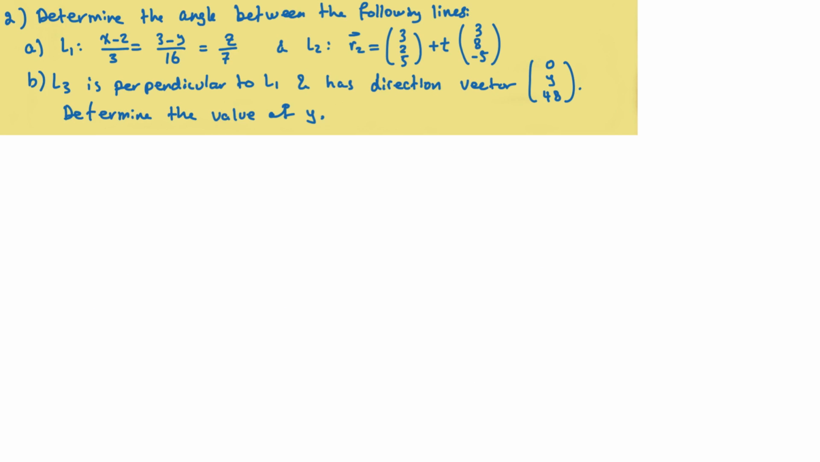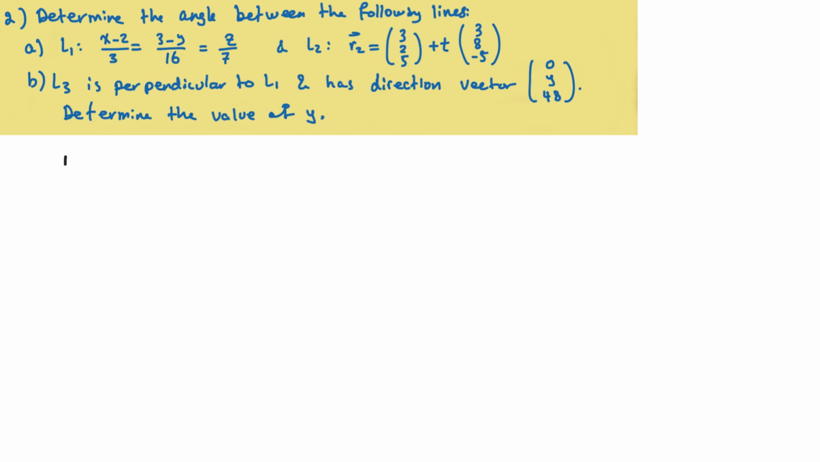For the last question for the day, it's in two parts, and for the first part we want to determine the angle between the following lines. We've got two lines. The first one is given to us in Cartesian form, and the second one is given to us in vector form. In order to find the angle, we need the direction vector for both lines.